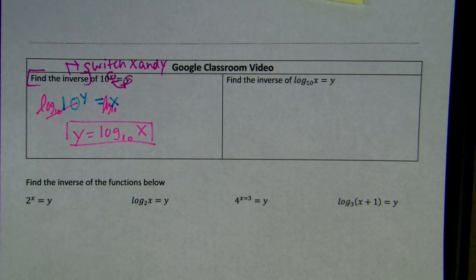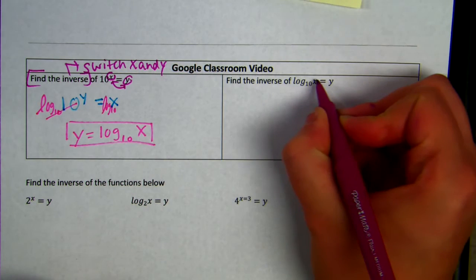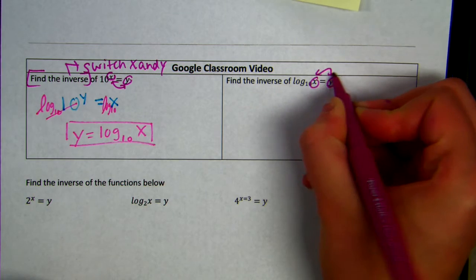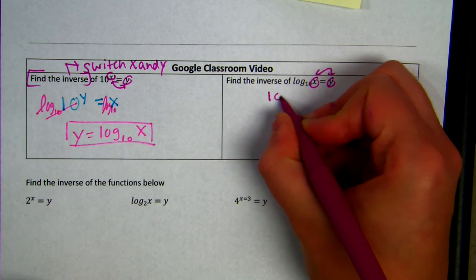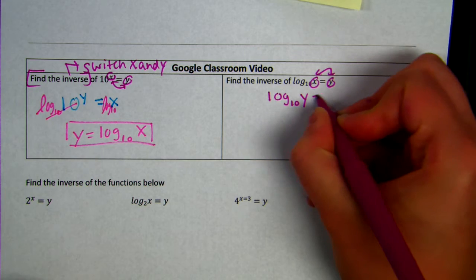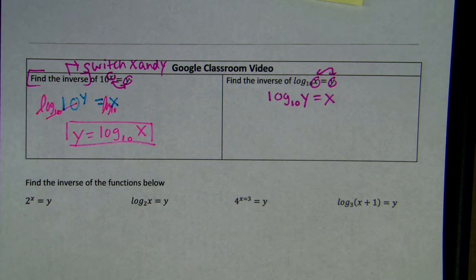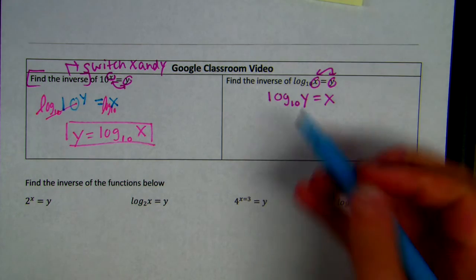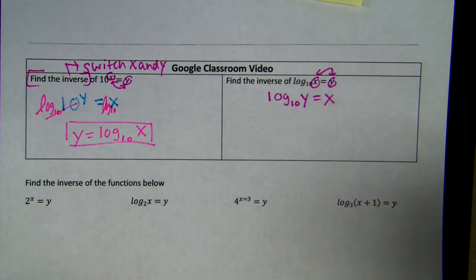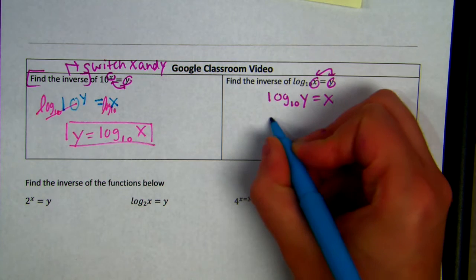Once again, over here, it says find the inverse. That means I flip my x and my y. So I end up with log base 10 of y equals x. I believe that's flipped. Now I need to get x by itself. So I'm in logarithmic form.